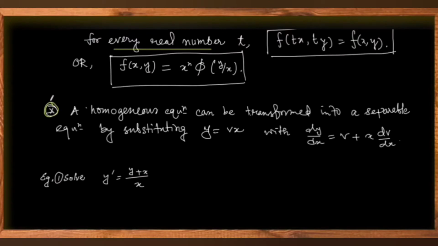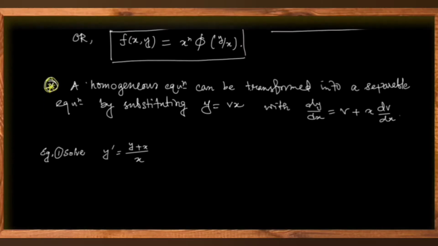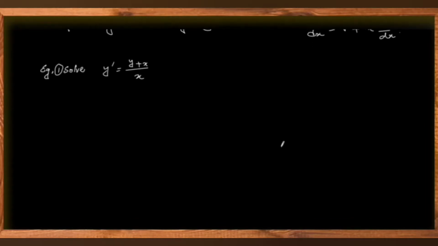We have to note that a homogeneous equation can be transformed into a separable equation by substituting y equals vx, with dy/dx equals v plus x dv/dx. Let us try to understand this by an example. So here is an example.